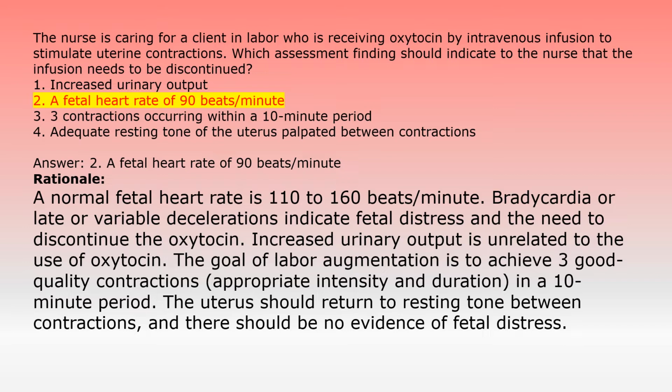The goal of labor augmentation is to achieve 3 good quality contractions, appropriate intensity and duration, in a 10-minute period. The uterus should return to resting tone between contractions. And there should be no evidence of fetal distress.